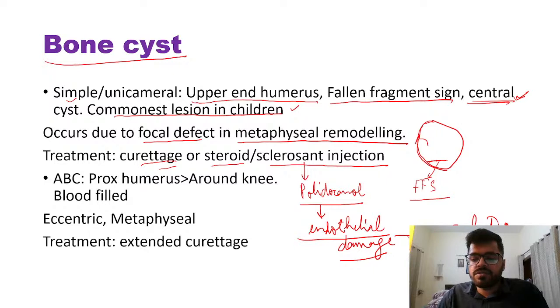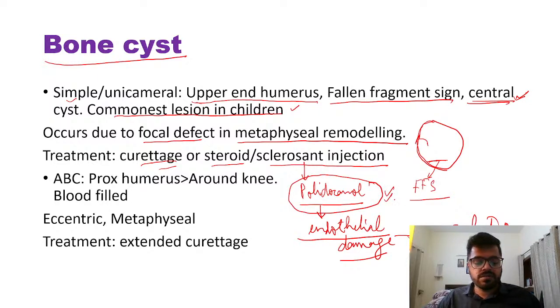Here is fibrosis and obliteration of the cavity. Obliteration of the cyst cavity occurs because of fibrosis due to activation of coagulation cascade. That's how sclerosant injection helps in simple bone cyst.